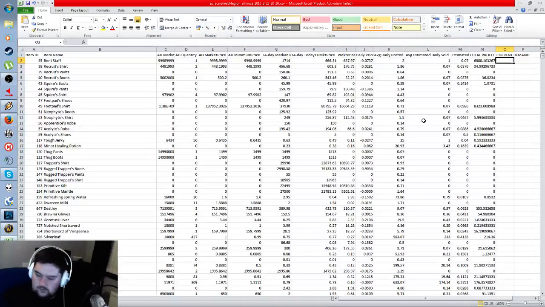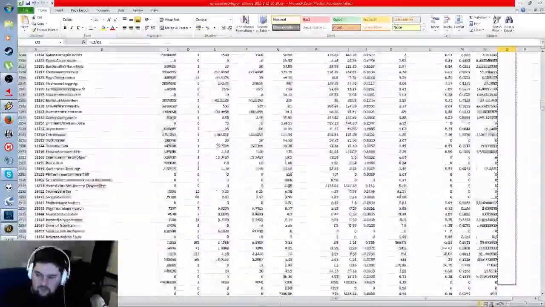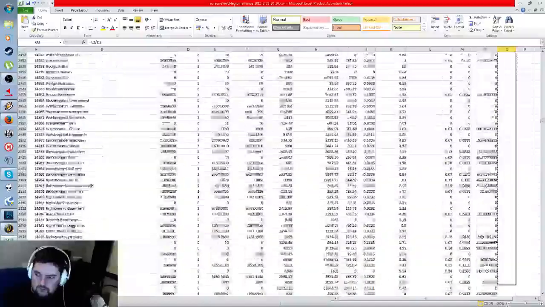So what we want to find out is the current demand, which is how much is sold divided by how much is actually on the auction house right now. Now, if there's anything that's not on the auction house, it'll throw up an error. And we could take those errors away, but to be honest, if it's not on the auction house right now, I have no interest in it, so I'm just going to ignore it.